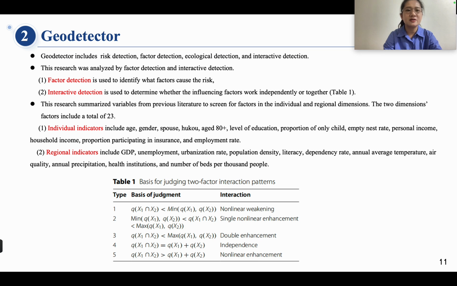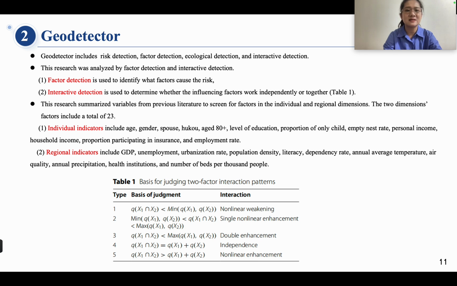Geodetector includes risk detection, factor detection, ecological detection, and interactive detection. This research was analyzed by factor detection and interactive detection. The first one is used to identify what factors cause the risk, and interactive detection is used to determine whether the influencing factors work independently or together.